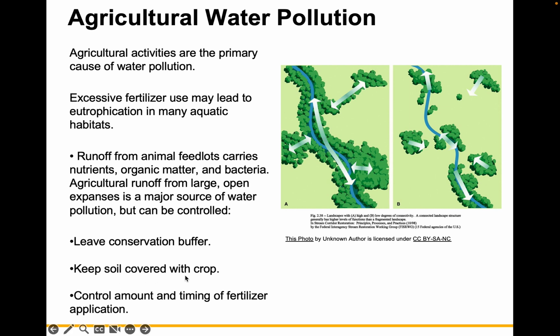We can also keep soil covered with a crop, right? So when a farmer is done with their cash crop or whatever their real goal is for production, they can cover crop their fields to help prevent soil erosion. And controlling the amount and timing of fertilizer application can also be a big improvement here.